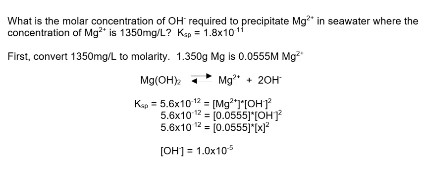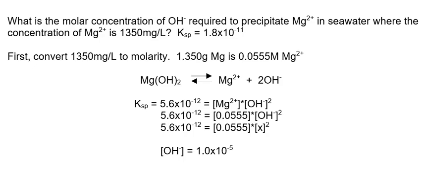In this problem, the precipitate is magnesium hydroxide. And there's a bit of an application of the magnesium hydroxide here. In seawater, the concentration of magnesium is 1,350 milligrams per liter, or 1.350 grams per liter. So we're asked to determine the same thing as before. What's that concentration of hydroxide that will begin the precipitation of magnesium hydroxide?